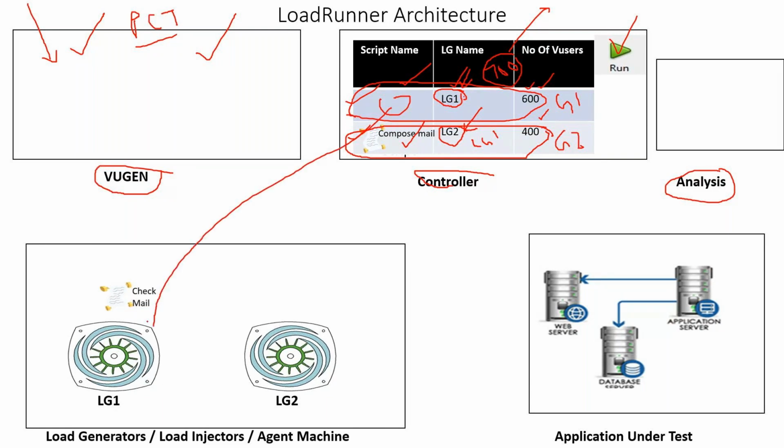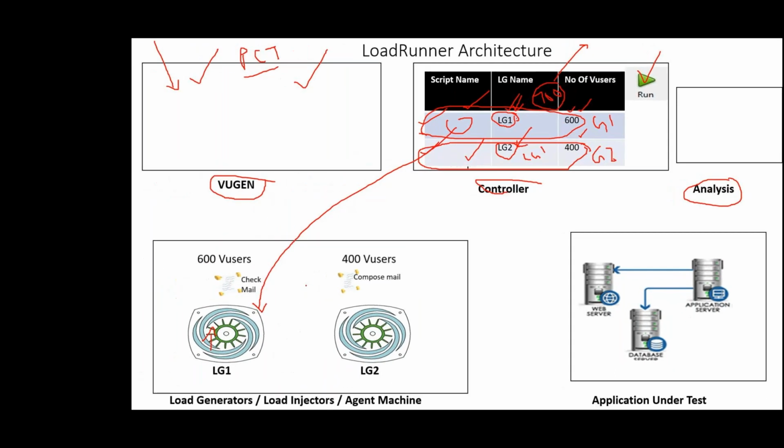LG is the load generator machine which will give you the virtual users. So the checkmail script will be downloaded to the LG1 machine, and the compose mail script will be downloaded to the LG2 machine. And LG1 machine will give you how many users? 600 users. LG2 machine will give you how many users? 400 users.